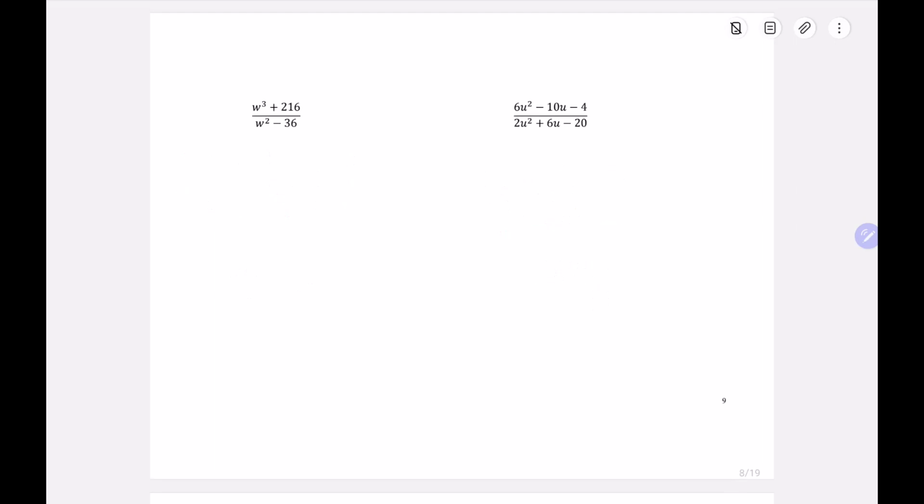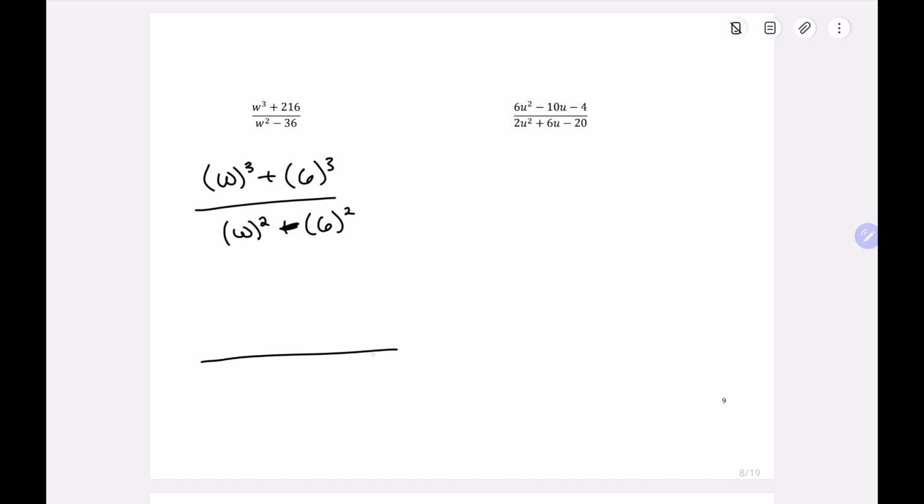So next we're given w cubed plus 216 all over w squared minus 36. We can see in the top that we have a sum of cubes, so we could do w in parentheses cubed plus 6 cubed all over w in parentheses squared minus 6 in parentheses squared. Because we have a difference of squares on the bottom and a sum of cubes on the top.